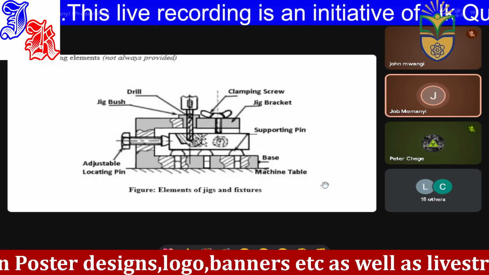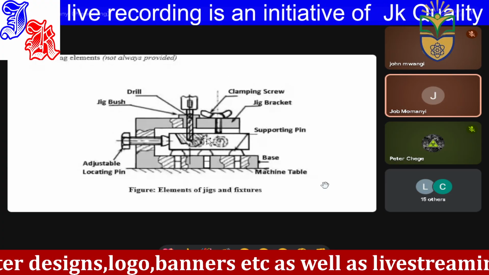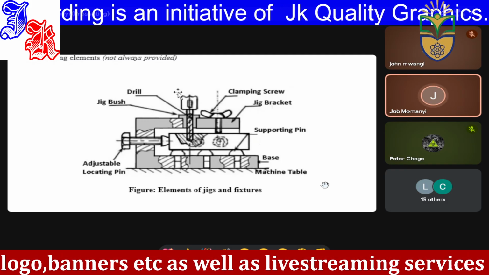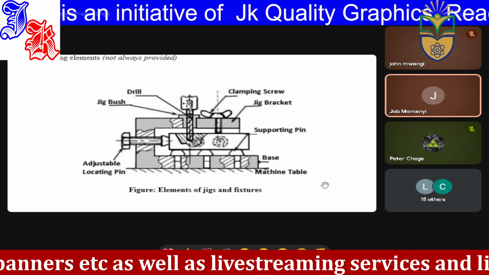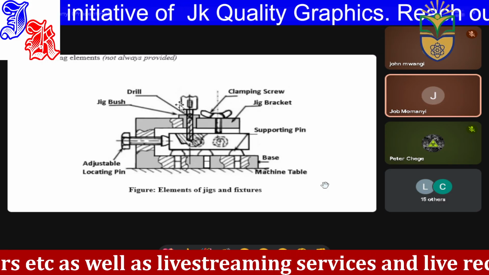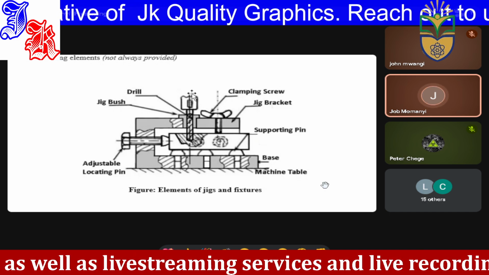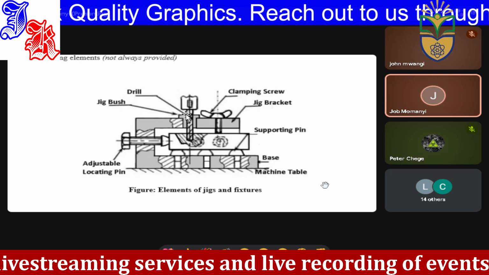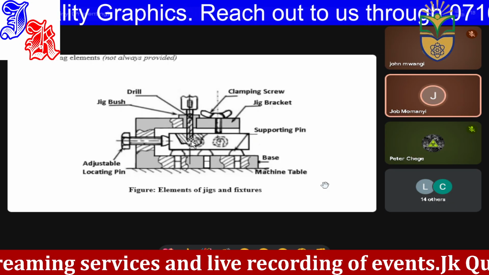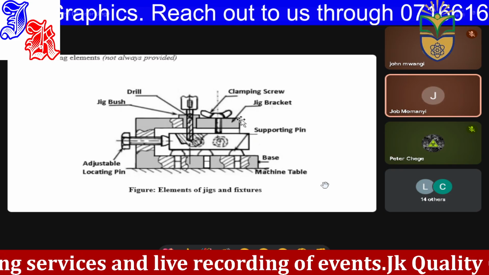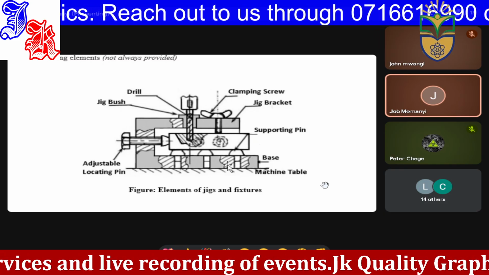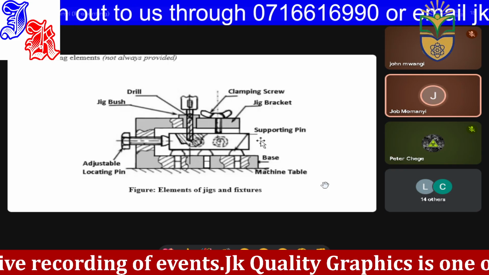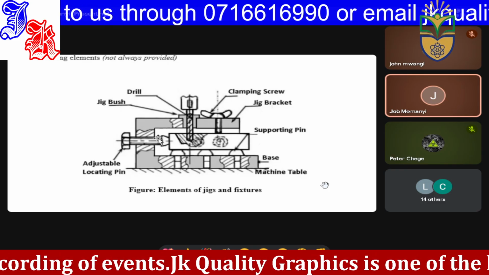So we have a diagram here which represents those elements. For instance, we have a drill here. You can see the drill bit. Of course, the drill bit is connected to the spindle of the drilling machine. Then you can see the jig bush here. We have a bush here. We have the frame around it. We have a workpiece in the middle. You can see a workpiece which is rectangular.